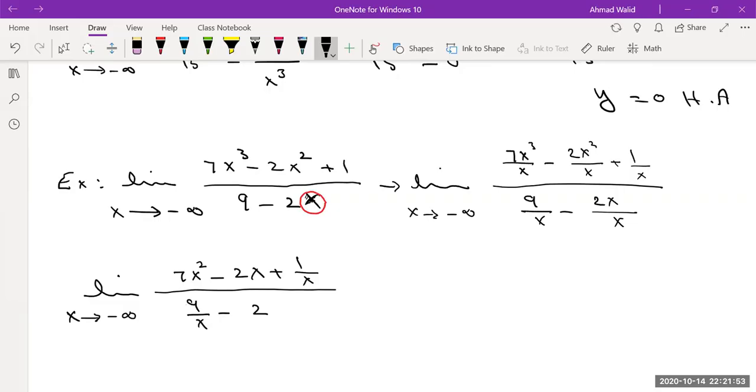Okay, now when you plug in negative infinity, this part becomes what? This part becomes negative infinity, correct? Negative infinity minus negative infinity plus 1 over 0. It means your numerator becomes negative infinity. What about the denominator? This part becomes 0 and you end up with negative 2. What is negative over negative? It gives you positive. Infinity over 2 gives you what?